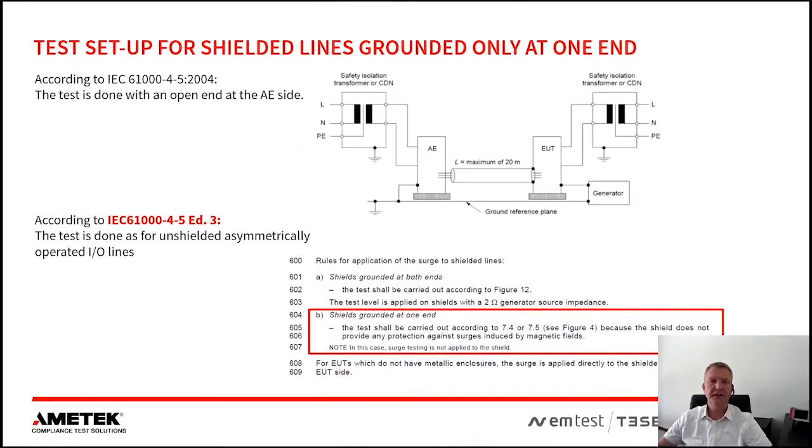The test setup for shielded cables which are grounded only on one side differs from edition 2 to 3. In edition 2, they used a similar setup as for cables which are grounded on both sides. But at one side, the auxiliary side, the test cable was open and not connected to the chassis of the auxiliary side. But in edition 3, the test is done as for unshielded asymmetrical data lines. In this case, the surge is not applied to the shield. It's just on the data line itself.